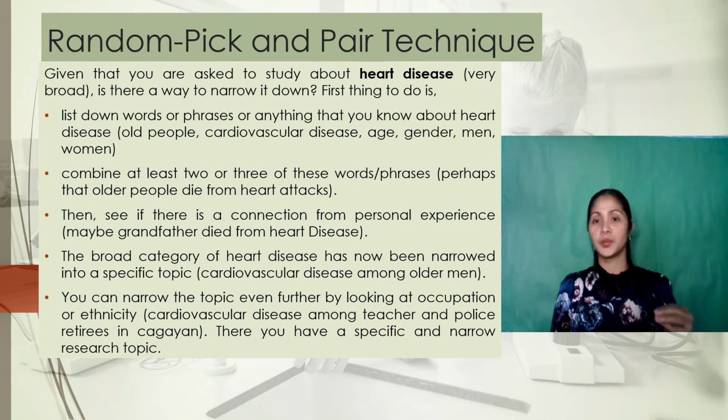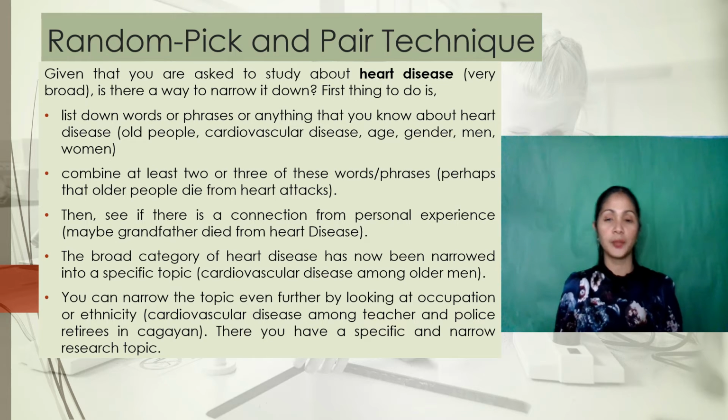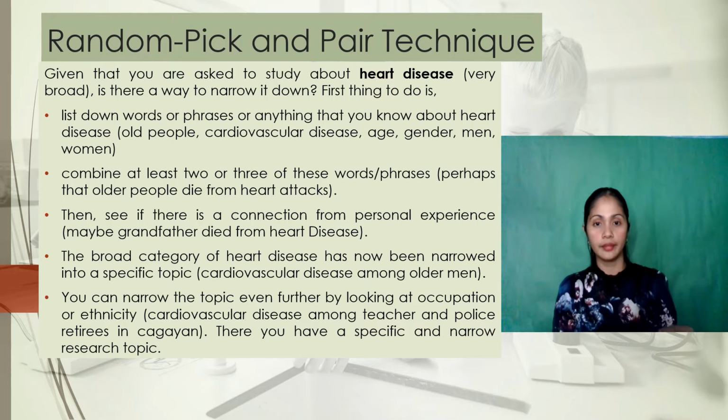Old people. When we think of heart disease, we can think of the old people. Cardiovascular disease, somewhat related to heart disease. Age, gender, man. Okay, so these are some of the words. And then combine at least 2 or 3 of these words or phrases. Perhaps we combine older people die from heart attacks. So we combined old people and then cardiovascular disease. And then see if there is a connection from personal experience. Maybe you can think that your grandfather died from a heart disease.